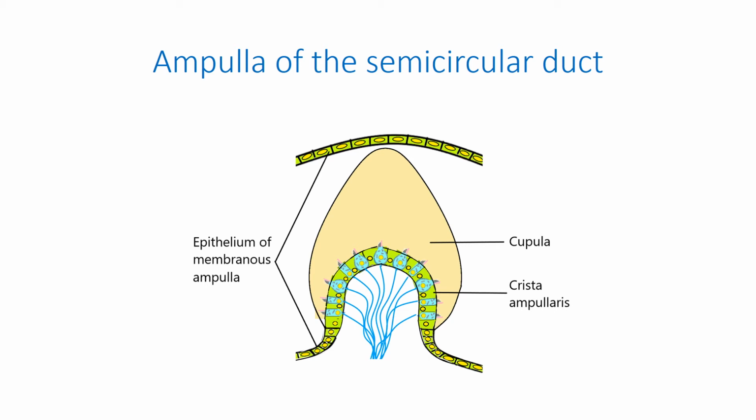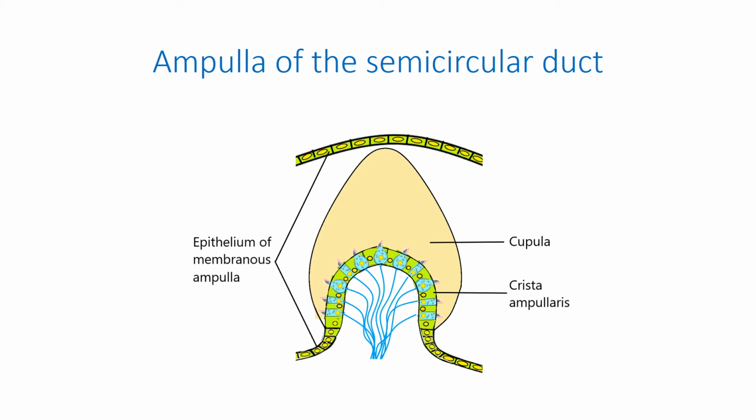Each ampulla of the semicircular duct contains a crista ampullaris, which is a thickened transverse epithelial ridge that is oriented perpendicularly to the long axis of the semicircular duct and consists of the vestibular hair cells surrounded by supporting cells and forming tight junctions with them. Type 1 vestibular hair cells are concentrated in the central region of the crista, and type 2 vestibular hair cells are more numerous in the peripheral areas.